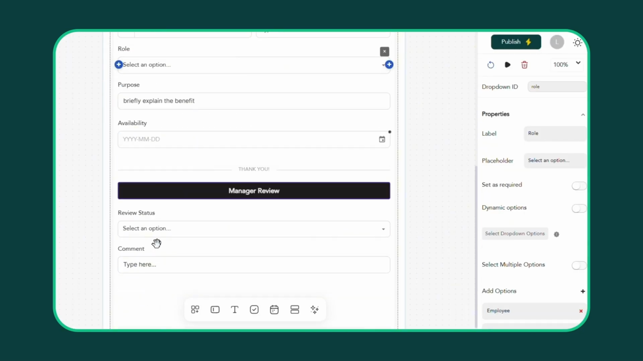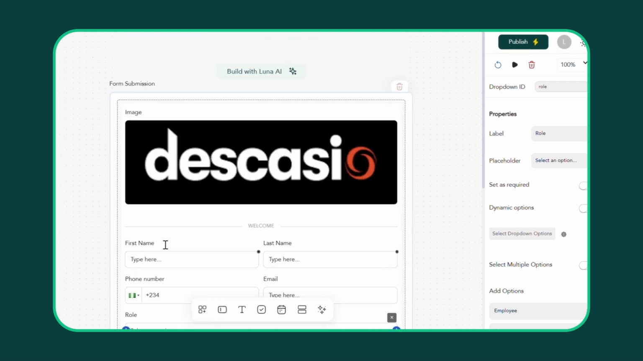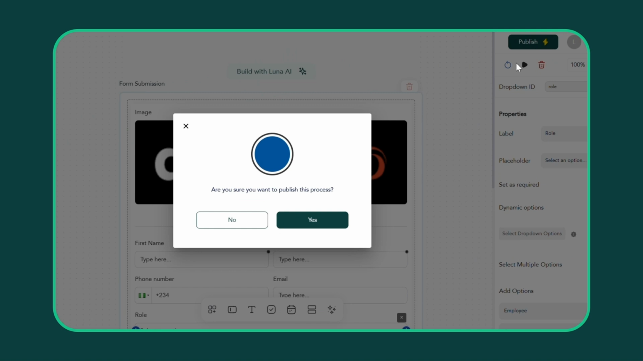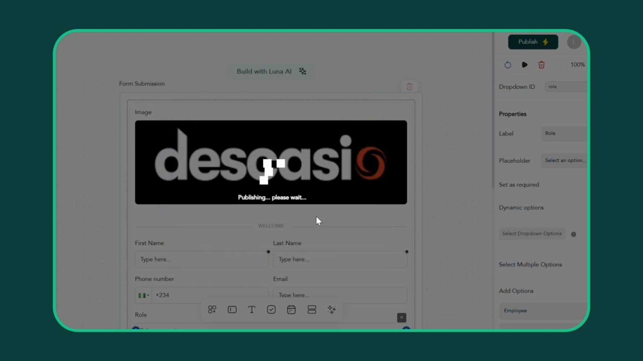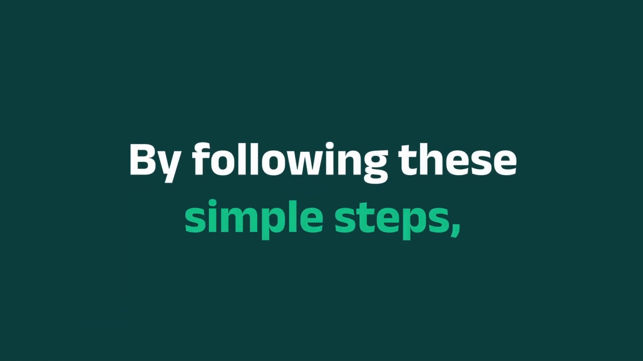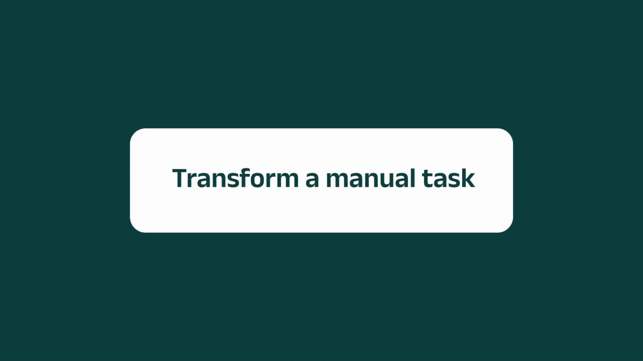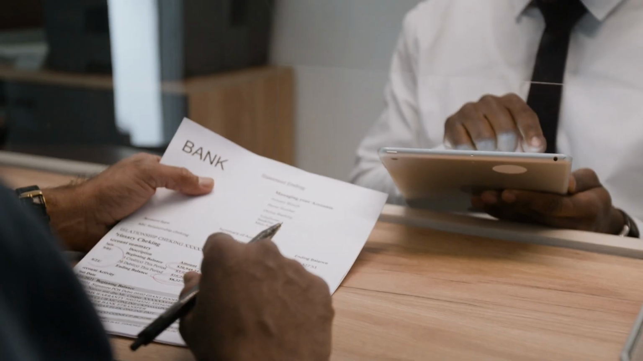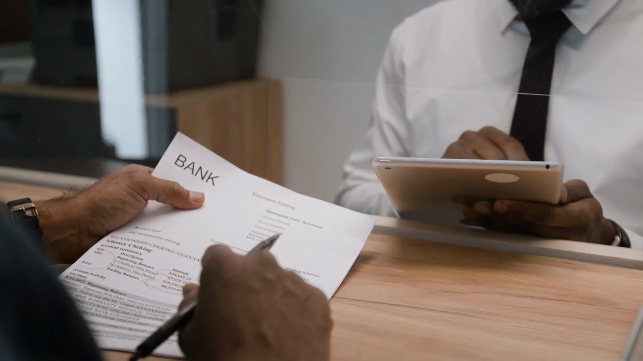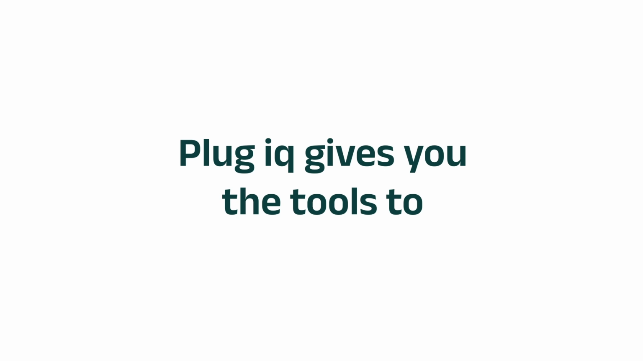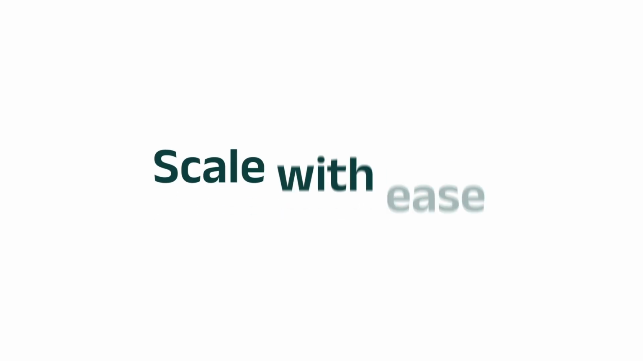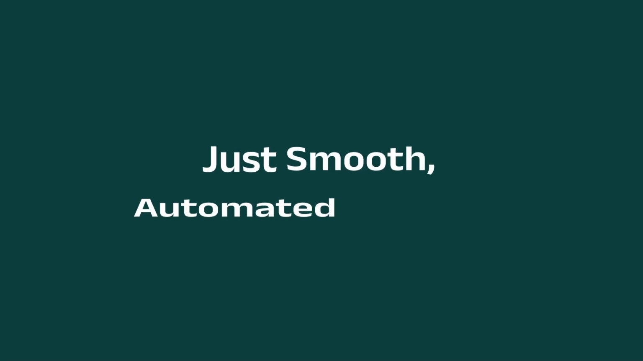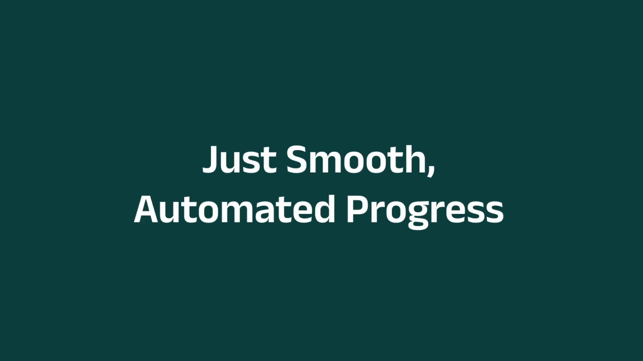Step 6. Publish. Once all configurations are complete, click Publish. And just like that, your automated workflow is live. By following these simple steps, you've transformed a manual task into a streamlined, efficient process that works for you. Whether you're managing internal approvals or customer registrations, PlugiQ gives you the tools to build, review, and scale with ease. No more chasing emails or lost forms, just smooth, automated progress.